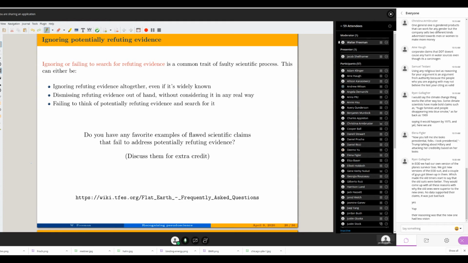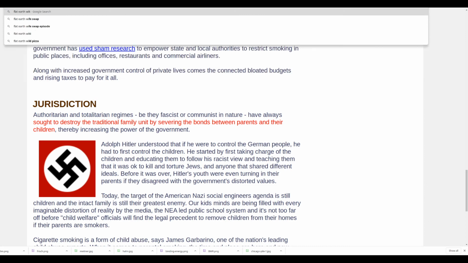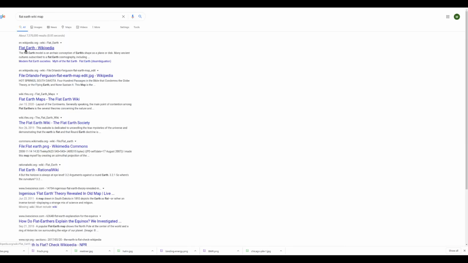A very common example of faulty science or science gone wrong is failing to search for refuting evidence or ignoring obvious refuting evidence. Does anybody have any great examples of this they would like to talk about? Well, while you all are typing your examples of faulty science that has ignored or failed to search for potentially refuting evidence, I'd like to give my favorite example. I'm loading the Flat Earth Wiki.